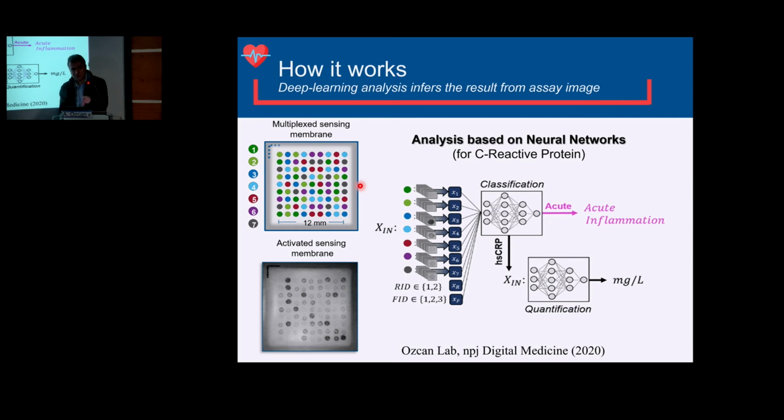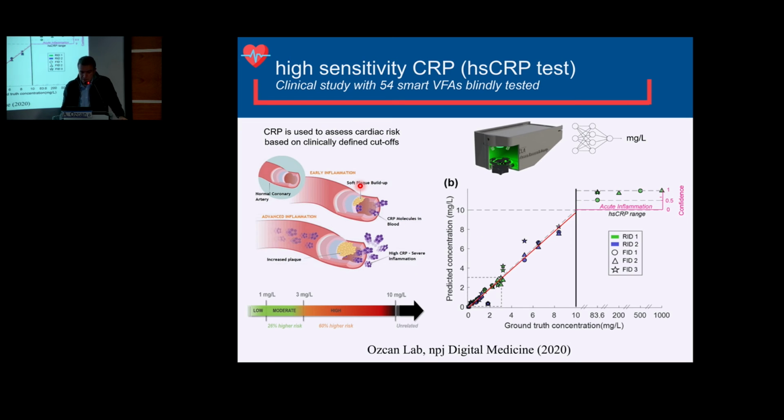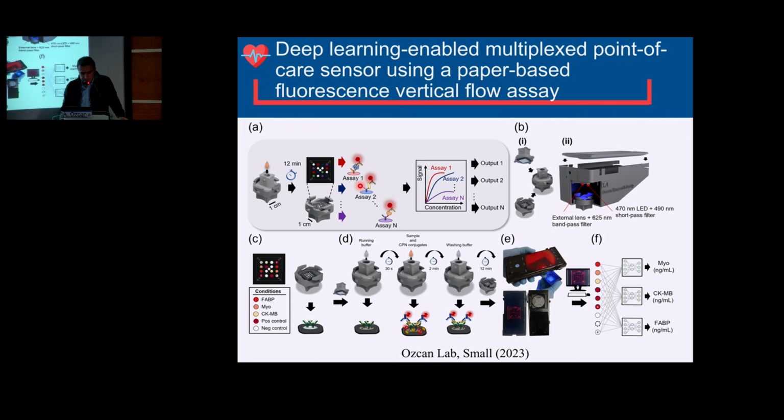During COVID, this was very important. It's an inflammatory biomarker. Without being affected by very high concentrations, we have a beautiful linearity and sensitivity for CRP testing in serum samples. And recently we have applied this to triplex assays of 3 different cardiac biomarkers: myoglobin, CK-MB, and FABP. These are important biomarkers that cardiac patients would need to be tested for.